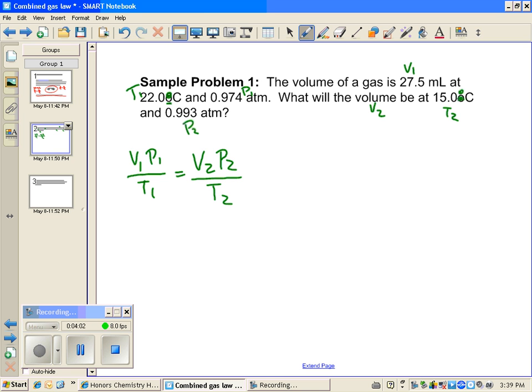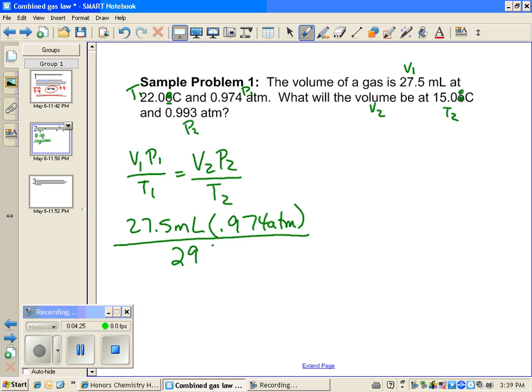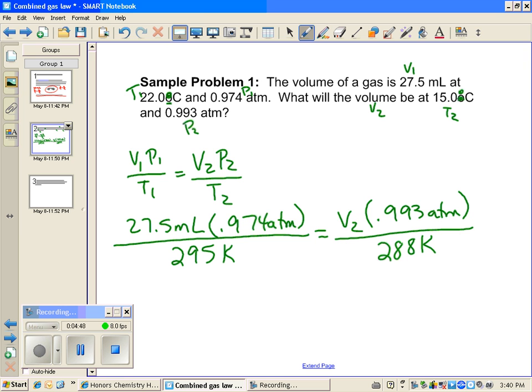Let's plug in our numbers and see what we get here. We're going to do 27.5 milliliters at 0.974 atmospheres divided by 22 degrees Celsius. Again, I can't use 22 degrees Celsius, so I'm going to change that to Kelvin by adding 273 to it, and that's going to give me 295 Kelvin. On the other side, V2 is what I'm looking for. P2 is 0.993 atmospheres, and T2 is 15 degrees Celsius. I can't use 15, so I'm going to add 273 to that and get 288 Kelvin. All right, so now I've set up my problem.